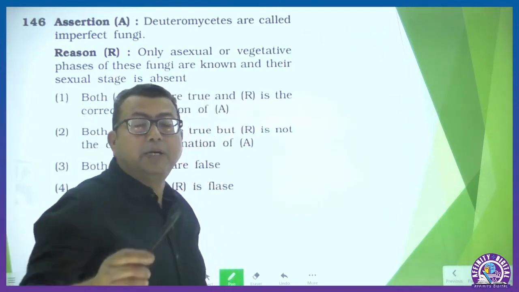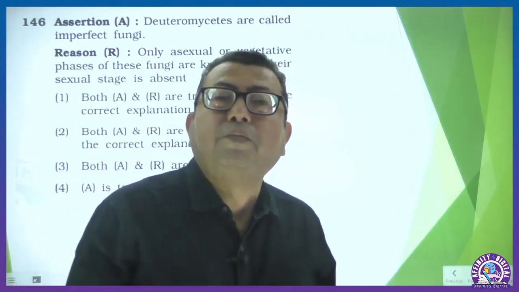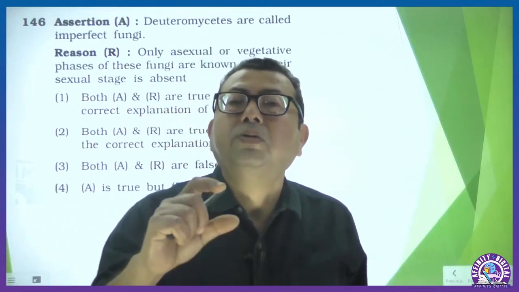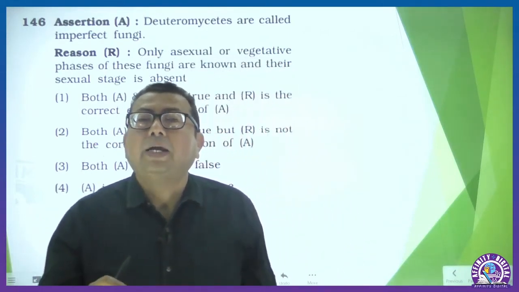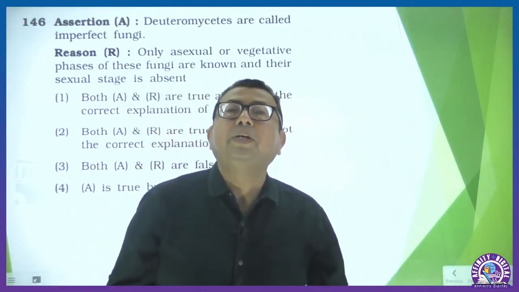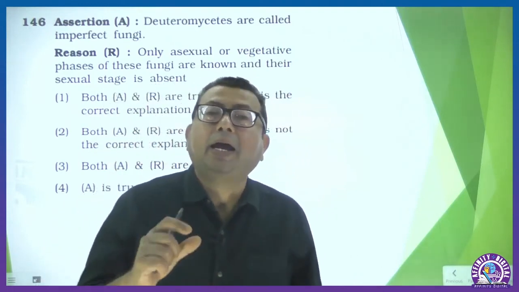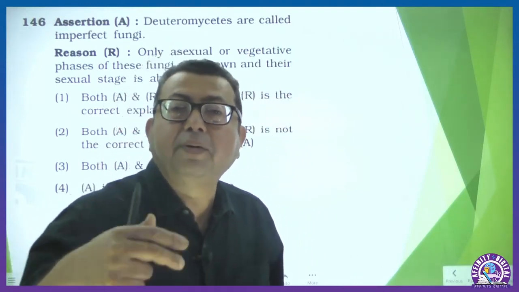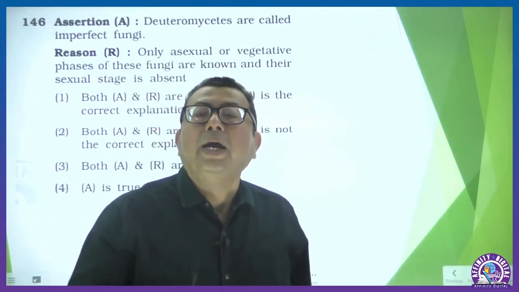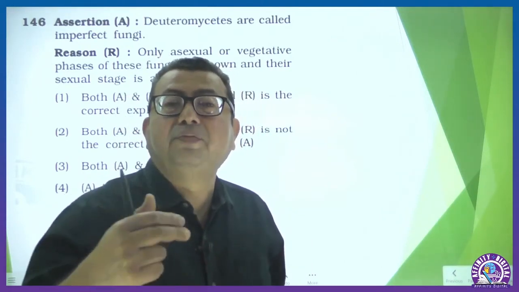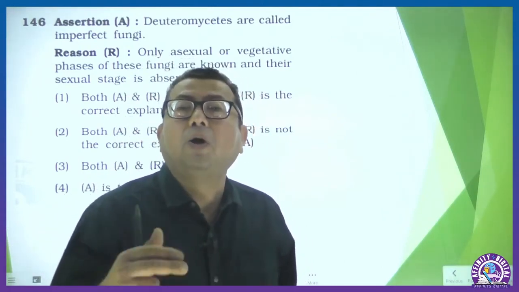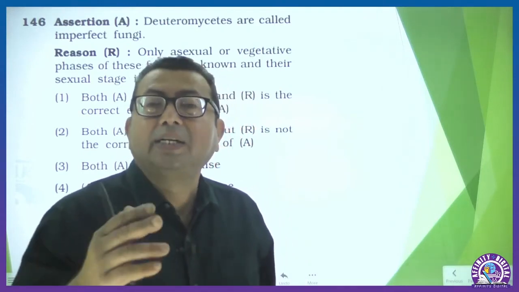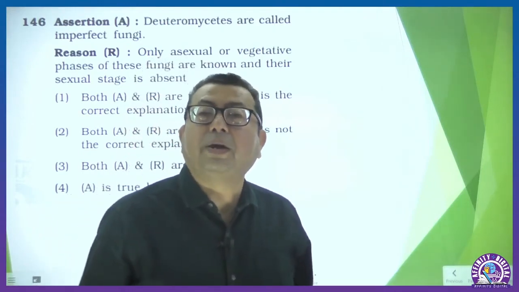Look, deuteromycetes are a group of fungi which are known to reproduce only by asexual means, by means of spores called conidia, and vegetative reproduction by fragmentation is also common. The asexual or vegetative phase of a fungus is called the imperfect stage, and the sexual stage of fungi is called the perfect stage.